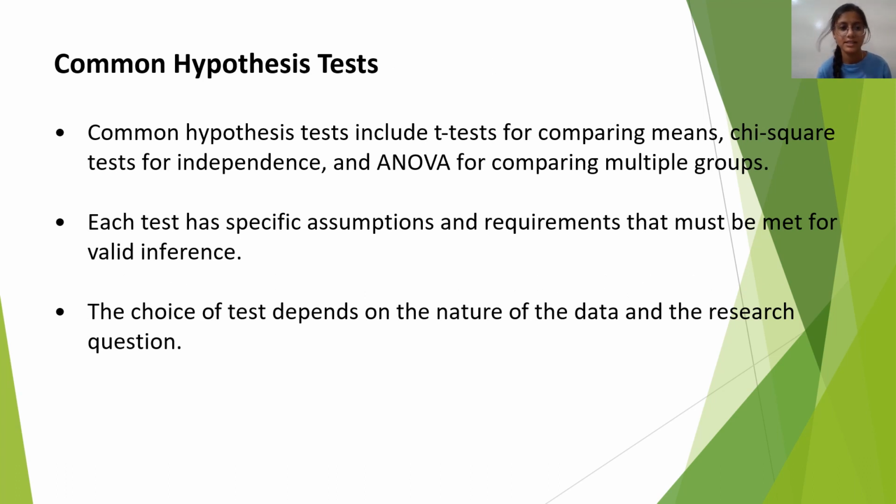Common hypothesis tests include t-test for comparing means, chi-square test for independence, and ANOVA for comparing multiple groups. Each test has specific assumptions and requirements that must be met for valid inference. The choice of test depends on the nature of the data and the research question.